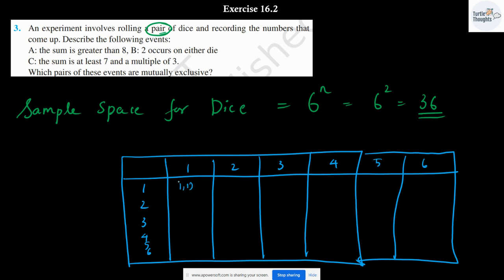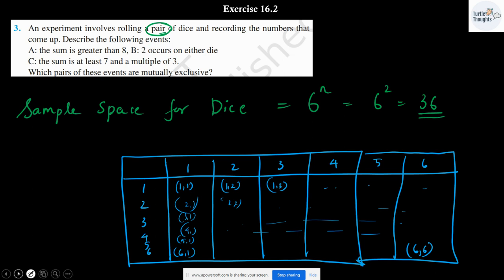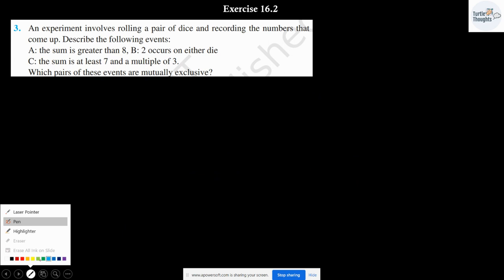From here you can start writing 1 comma 1, 1 comma 2, 1 comma 3, and so on till 6 comma 6. Here it is going to be 6 comma 1, 5 comma 1, 4 comma 1, 3 comma 1, 2 comma 1. Here it is going to be 2 comma 2, and so on. You should fill all this table. This is going to be the sample space when a pair of dice is rolled. Now let us start writing our events.